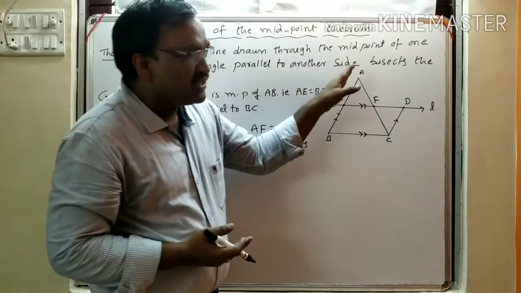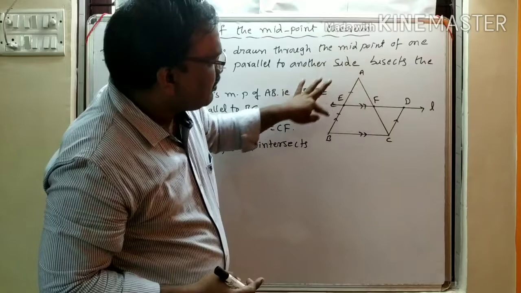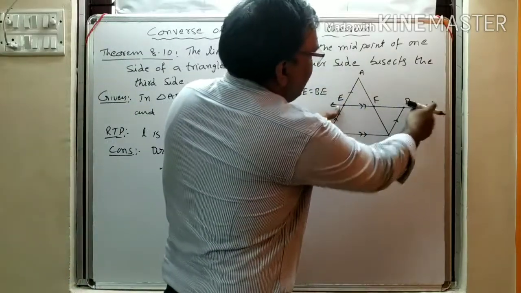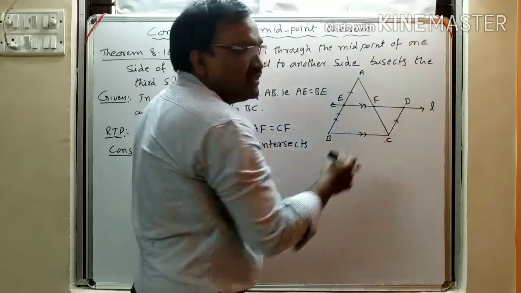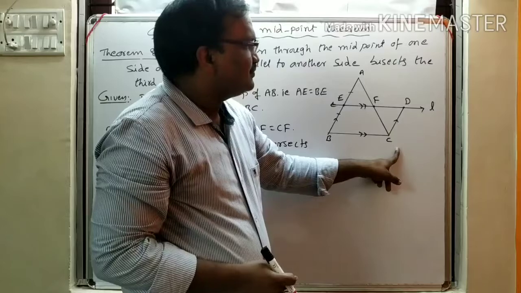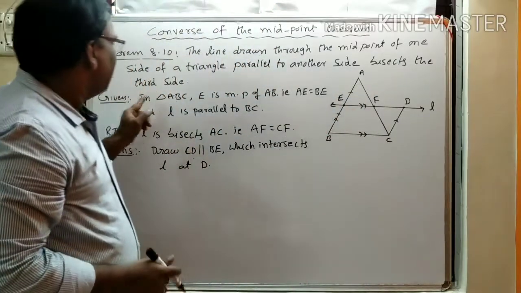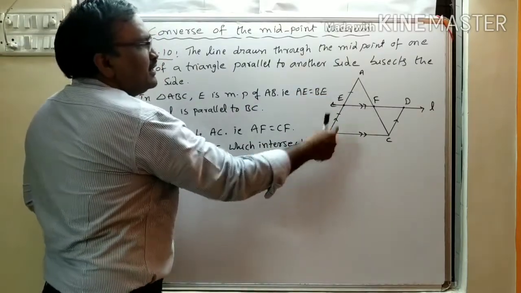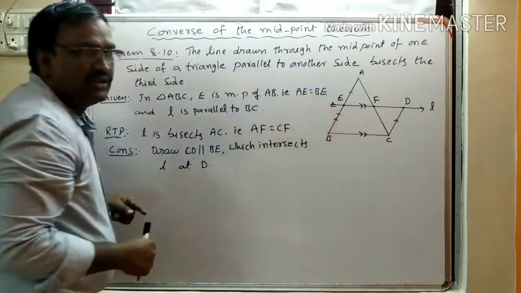See, here observe the triangle ABC, one triangle. E is the midpoint of AB. From E, draw a line L that is parallel to BC that bisects the third side AC. What is given here? In triangle ABC, E is the midpoint of AB. That is, the length of AE is equal to the length of BE. AE is equal to BE.